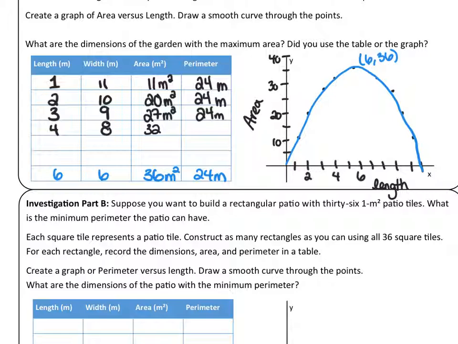Did you use the table or the graph? You can decide which one is easier for you. Lots of people just say the table is because you can see it right away. But it's possible you might miss some in the table if you didn't do all of the possible rectangles. And then the graph is a little bit easier. Either way, you should still get the same answer. So that's fine. Let's move on to part B and see what happens with this example.